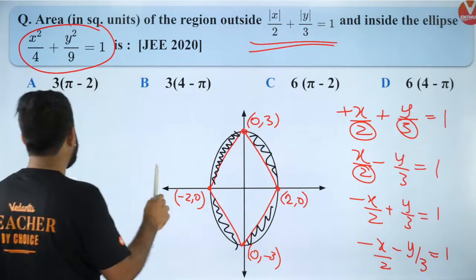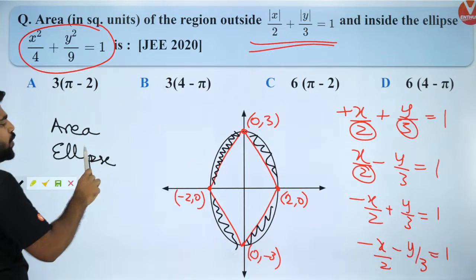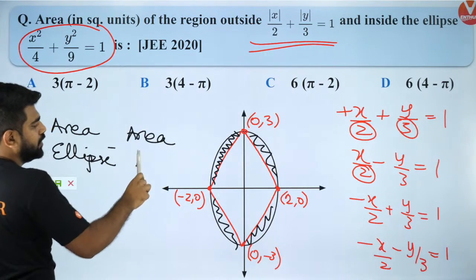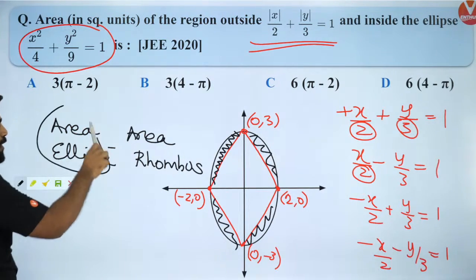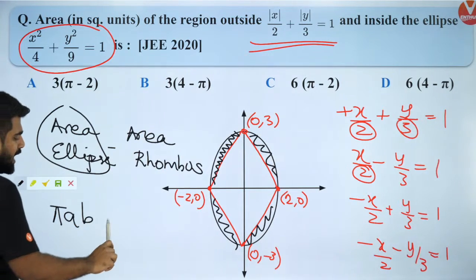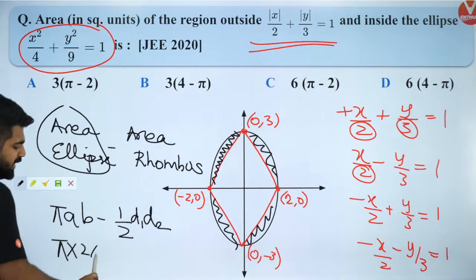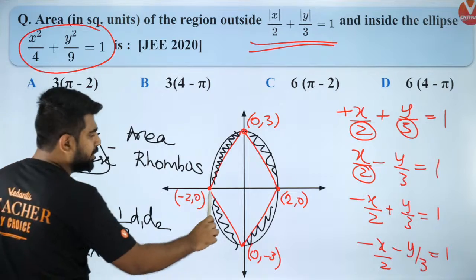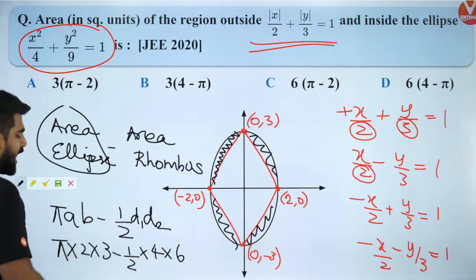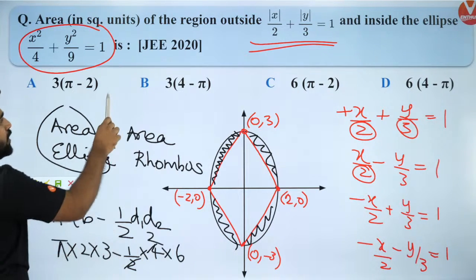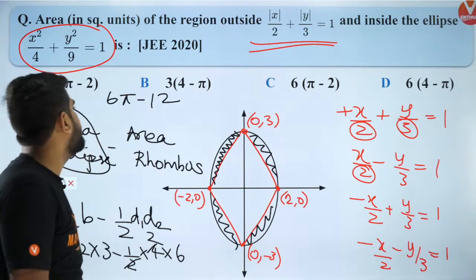Everybody. So what is that? That is nothing but area of ellipse minus area of rhombus. Do you all agree? So what is the area of ellipse, my friends? Area of ellipse is pi AB, and area of rhombus is half into product of diagonals. So it will be pi into A into B minus half into product of diagonals, which will be 4 into 6, isn't it? Half into 4 into 6. So that will be your answer. And that, my friends, will be 6 pi minus 12, I guess. So that will be the way you solve this question.